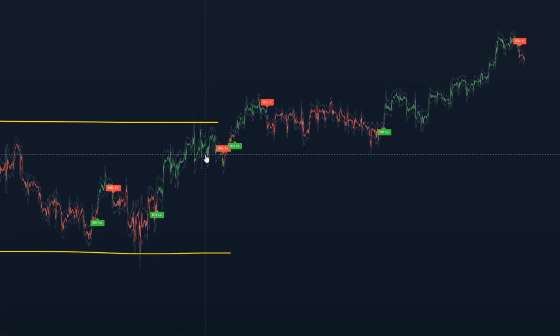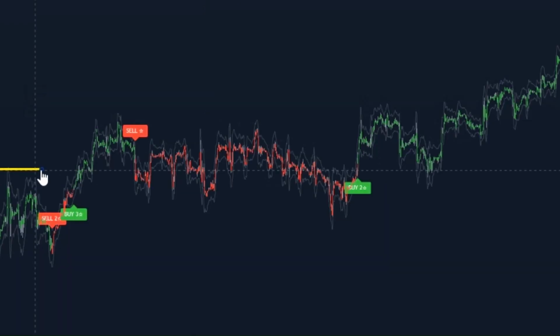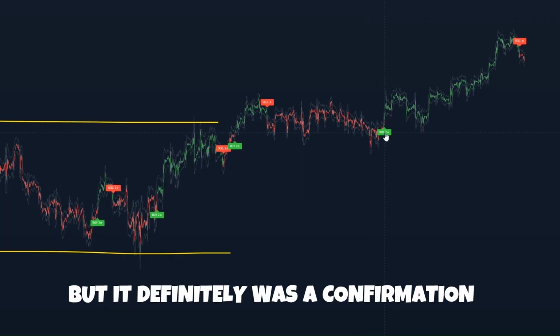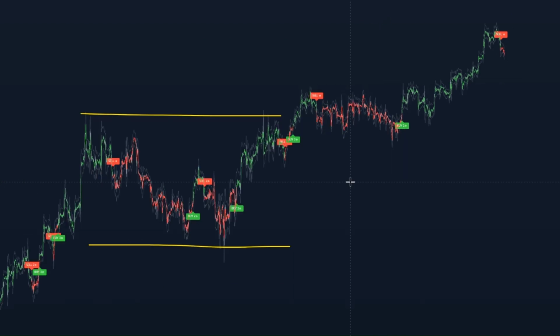Now that some time has passed, we can see that price has very clearly left the consolidation zone. Price gave its first push out with this buy signal right here, but obviously we wouldn't be taking this trade because at this exact moment we wouldn't have known the price was going to trend up this much. So this wasn't a valid trade to take, but it definitely was a confirmation of a buying trend occurring. And if I zoom out a little bit, we can see that price went from consolidating to now trending in an upward direction.